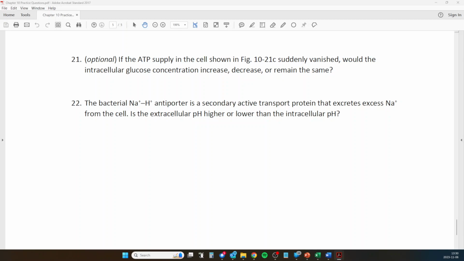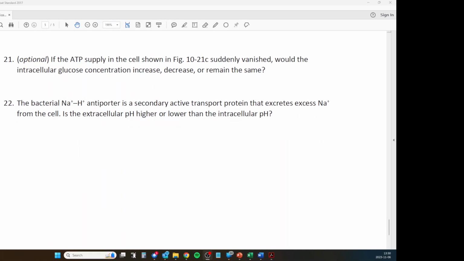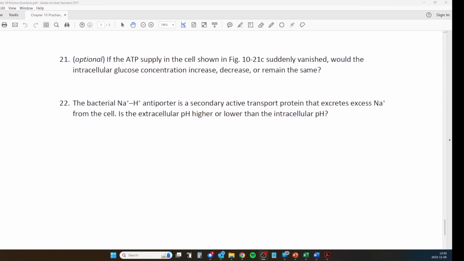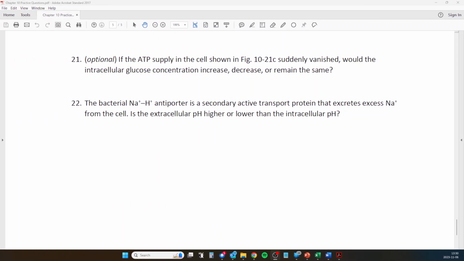Okay, so we have an antiporter. So let's draw maybe a little picture. Can I draw on here? No. I used to be able to draw on here. All right, let's talk through it.